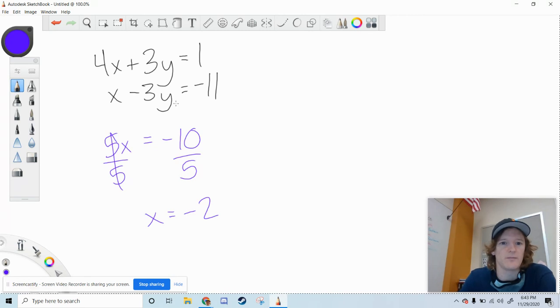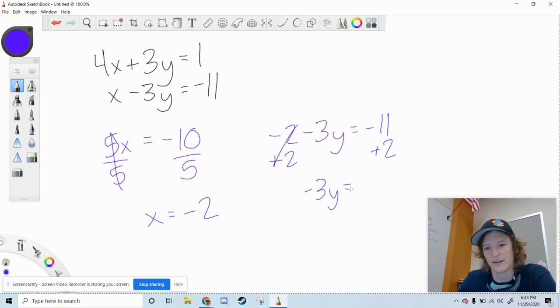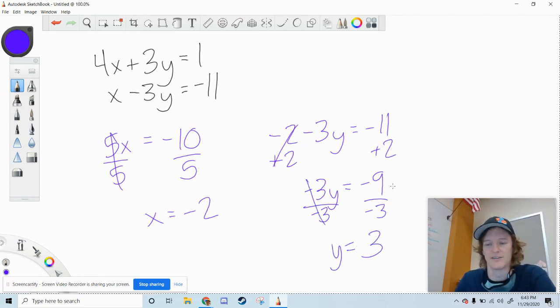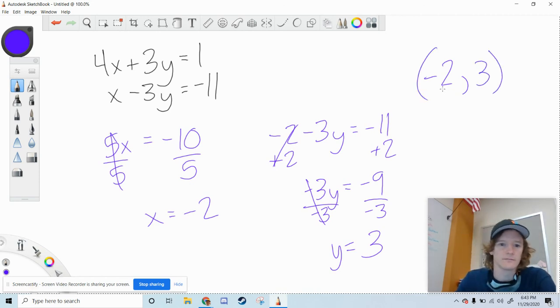I'm going to put it in the bottom one. Looks a little bit easier to me. Negative 2 minus 3y equals negative 11. We'll add 2 to both sides. Negative 3y equals negative 9. Divide by negative 3. Y equals 3. 9 divided by 3 is 3, so negative divided by negative is also positive 3. We get negative 2, 3. All right.